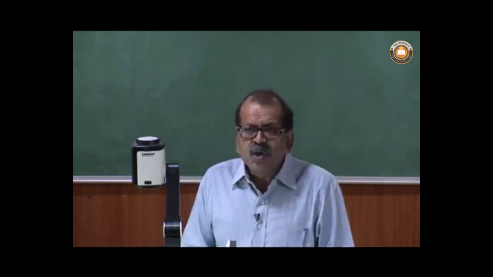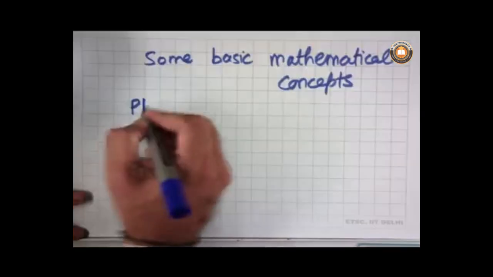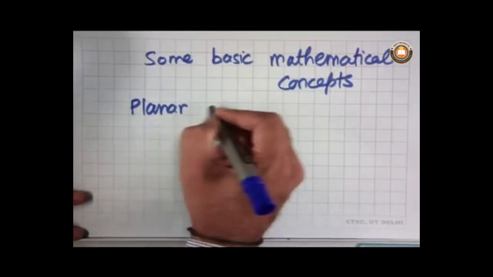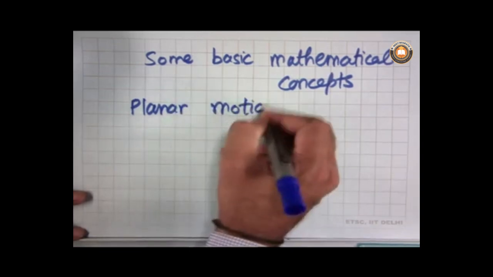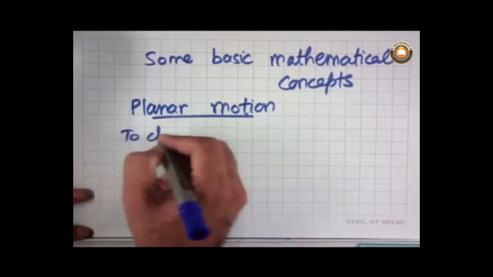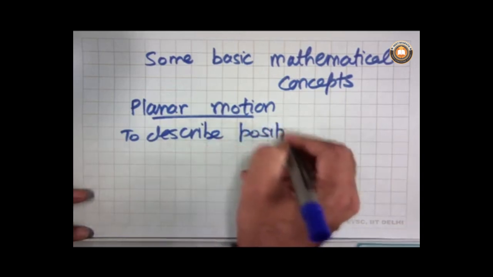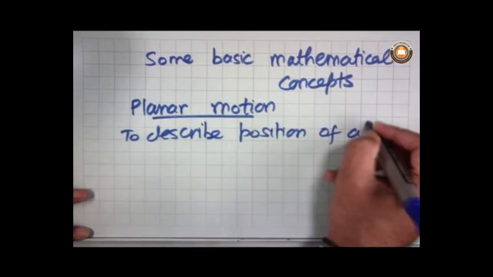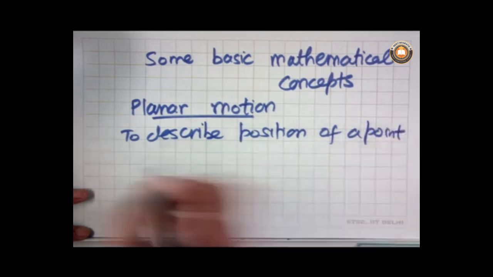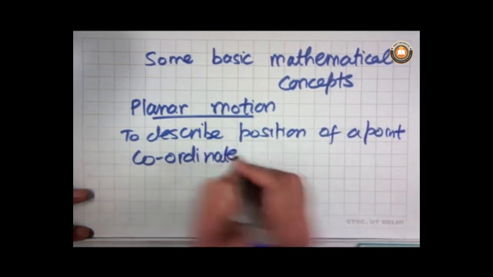So, we are talking of motion of a point, and we will restrict our discussion to planar motion. That means a particle is moving in a plane. So, here to describe the position of a point, we use what we call a coordinate system.